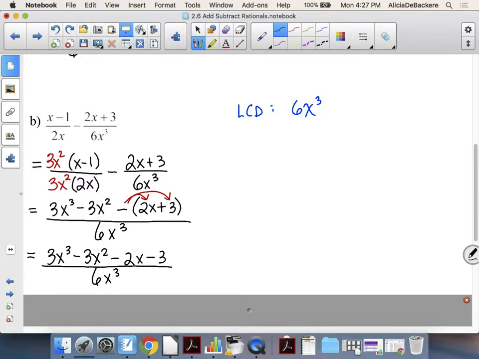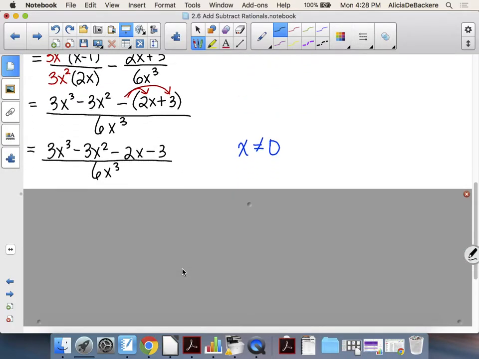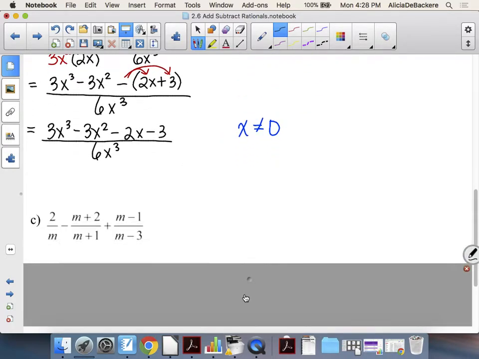Now there's no common factors, there's no like terms in the numerator for me to collect. There's also no way for me to factor that one nicely. So there's nothing that's going to cancel out. So I'm as simple as I'm going to get, and I just need to state my restrictions. Now the only denominators that I had were 2x and 6x cubed. In both of those, the only restriction is that x cannot be equal to 0. So again, restrictions are coming from what would make the denominator equal 0.